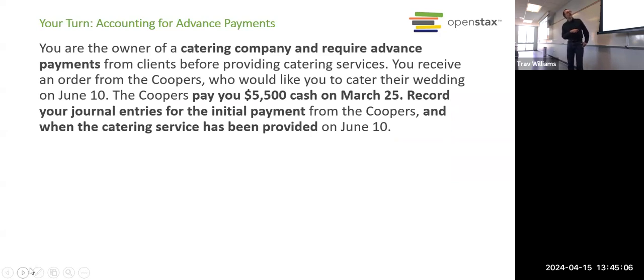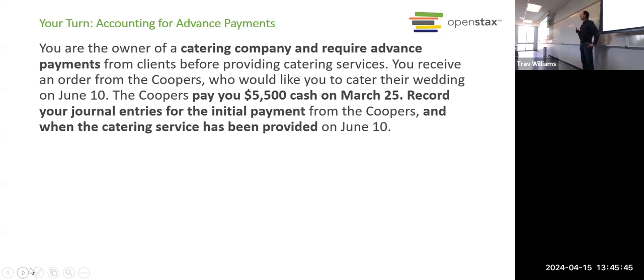Okay, you're the owner of a catering company, and you take advance payments from your clients. The Coopers have paid you $5,500 cash on March 25th. Record your journal entries for the initial payment and when the catering service has been provided on June 10th. So what would that look like? Two journal entries. The first one is when you got the money, and the second is when you provided the services.